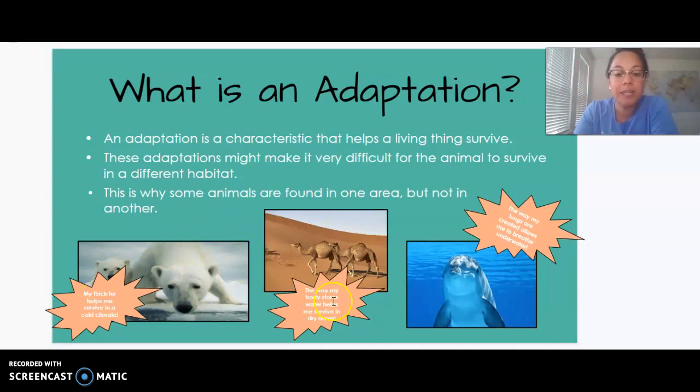So we've got a polar bear here, a camel, and a dolphin, and each one has an adaptation. For example, a polar bear's fur, and that is its structure. It's part of its body. A camel's body and a dolphin's gills enable them to survive in their environment.